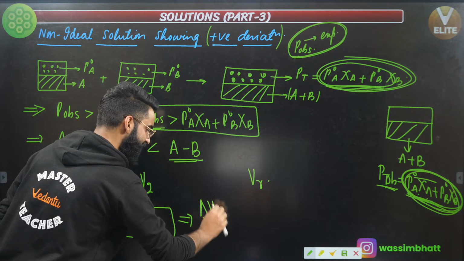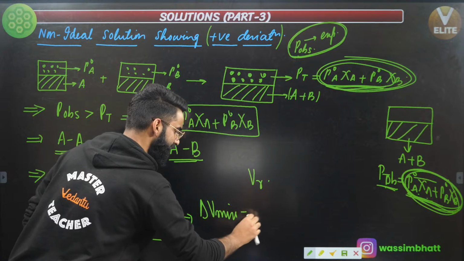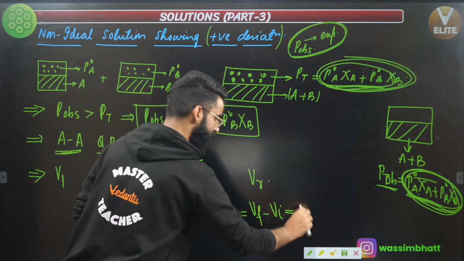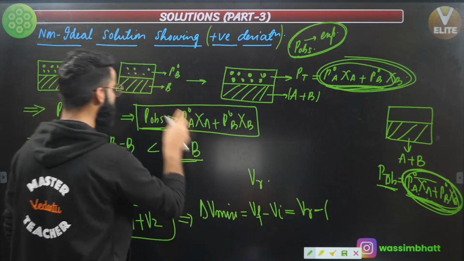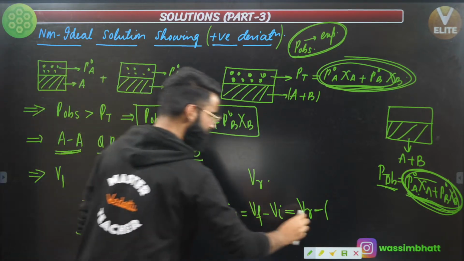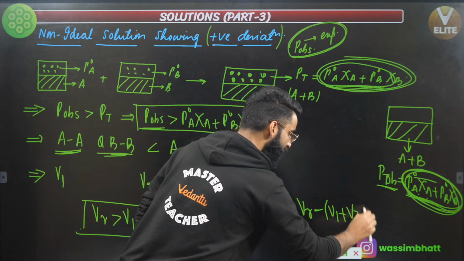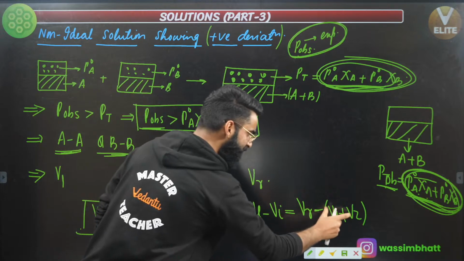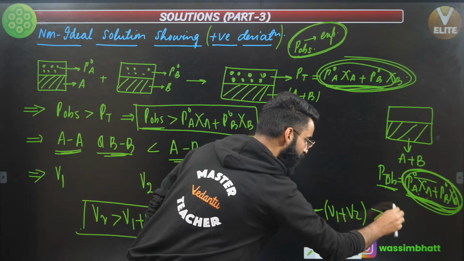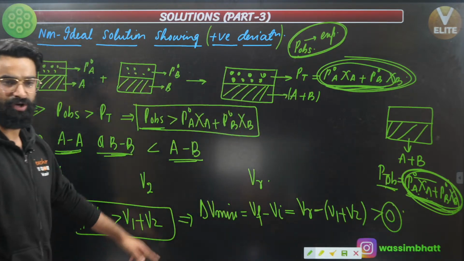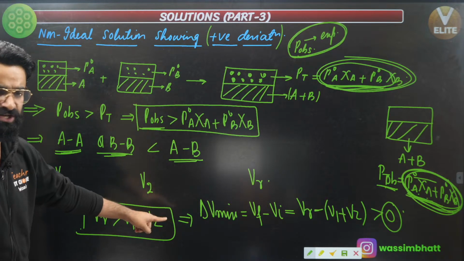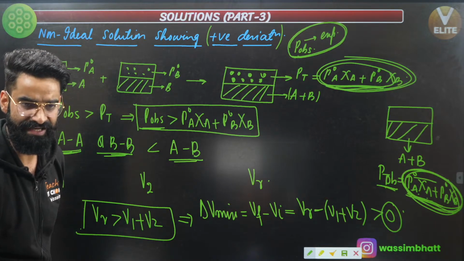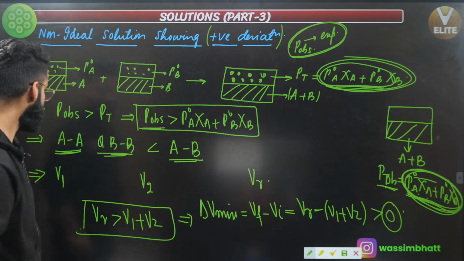If I want to calculate delta V mixing, what is delta V mixing? That is going to be final volume minus initial volume. What is the final volume of the solution? That is VR. What is the initial volume? That is V1 plus V2. And as I told you, VR is greater than V1 plus V2, so this value will come out to be positive. So remember, in case of non-ideal solutions showing positive deviation, you'll always get delta V mixing as positive.